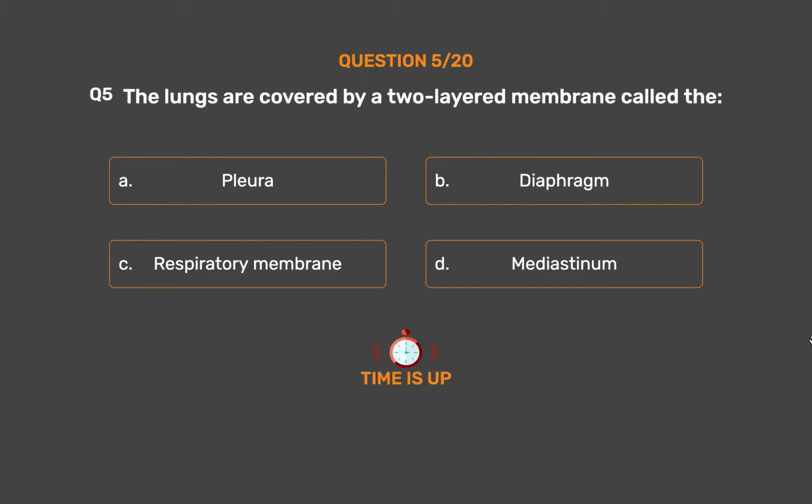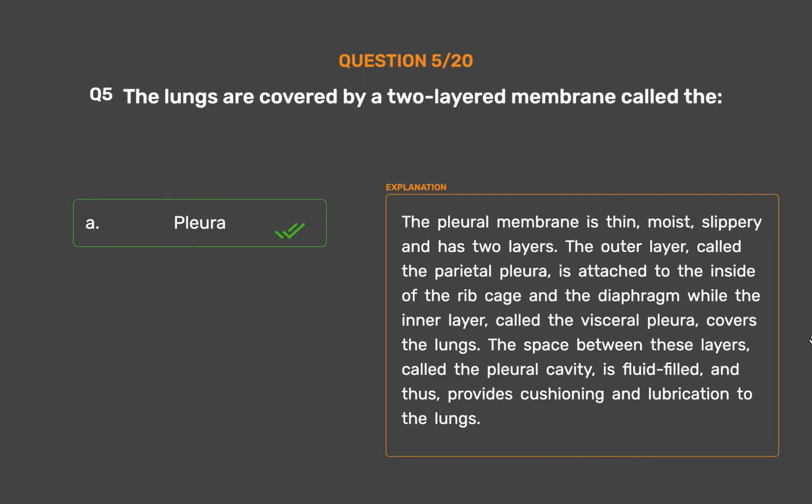The correct answer is option A. Pleura. The pleural membrane is thin, moist, slippery and has two layers. The outer layer, called the parietal pleura, is attached to the inside of the rib cage and the diaphragm, while the inner layer, called the visceral pleura, covers the lungs. The space between these layers, called the pleural cavity, is fluid-filled, and thus provides cushioning and lubrication to the lungs.